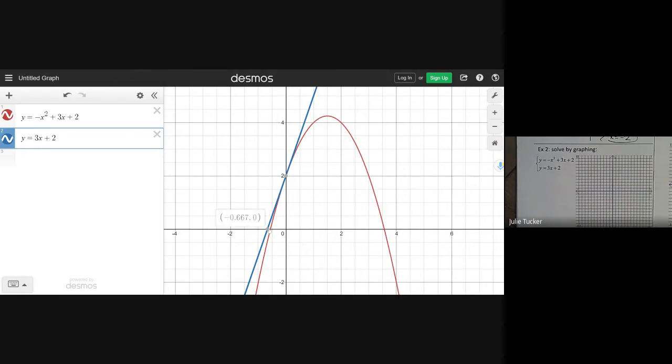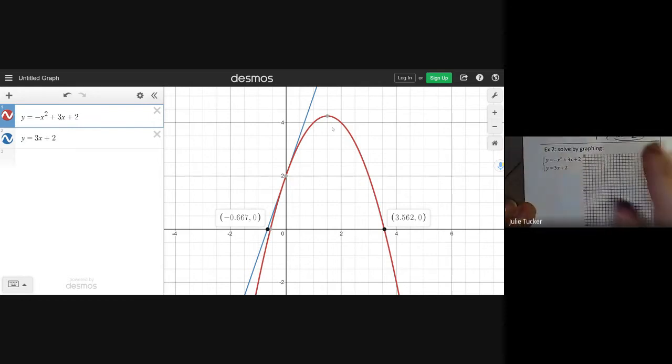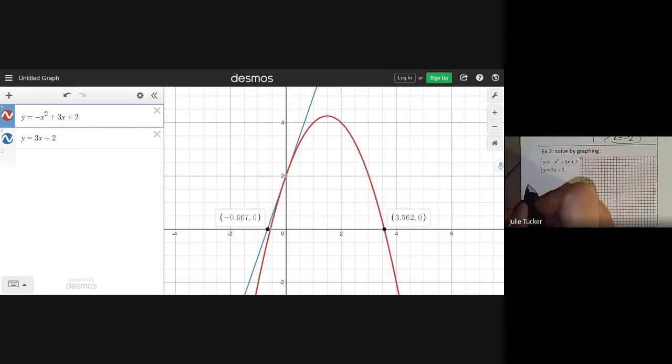This is happening at -0.6. And then this other one is close to that. And then this point here is at 3.5. And this one is at 2. And the vertex is at 1.5, comma 4.25. Okay, so what I'm going to do is I'm going to write kind of on the side of my paper.